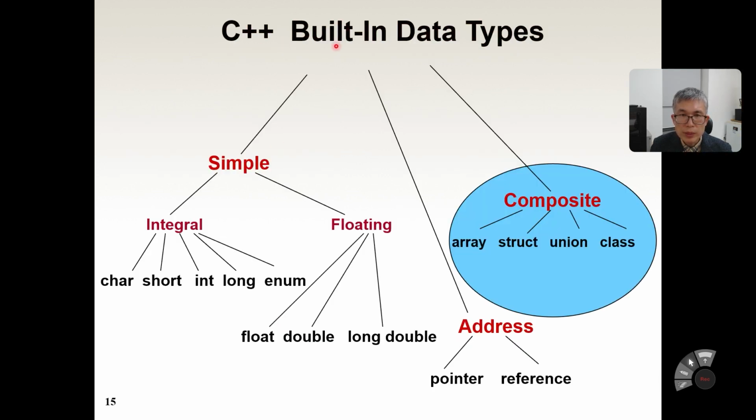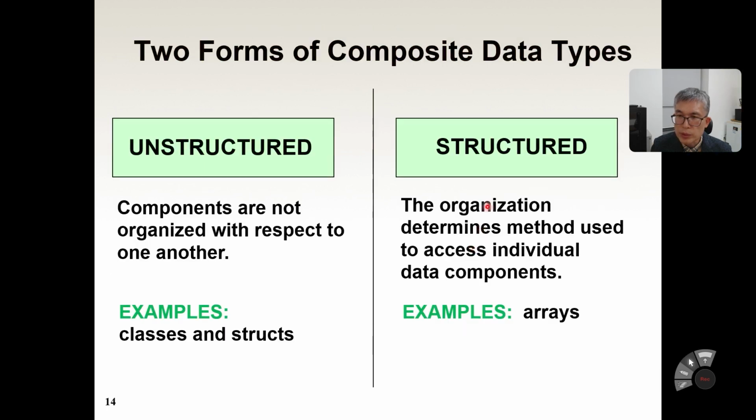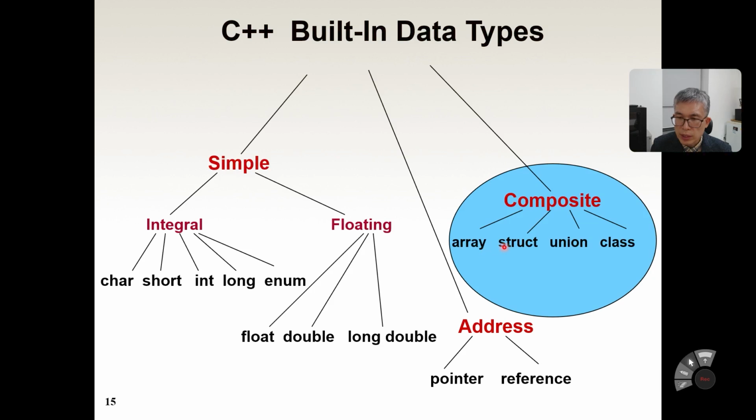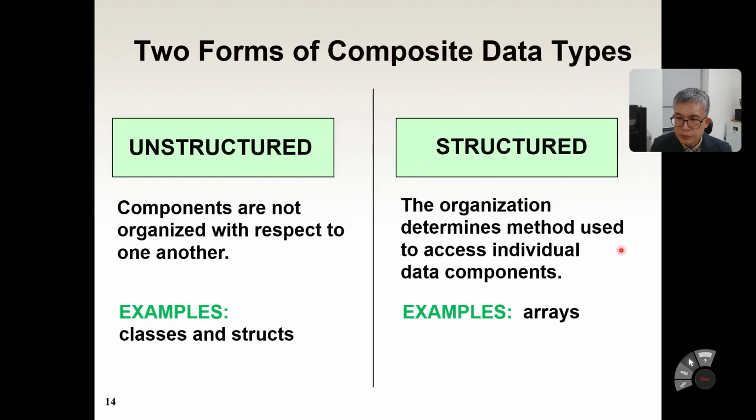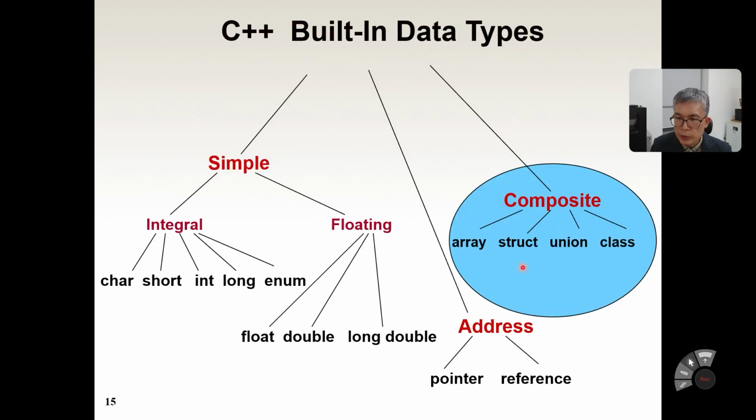So, C++ built-in data types, simple and composite. Simple cases: integer types such as character, short integer, integer, long integer, enum (enumeration), and floating point numbers: float, double, long double. Composite case: array, which is homogeneous data, as we saw previously as structured data. And struct, union, and classes are the unstructured, heterogeneous data.